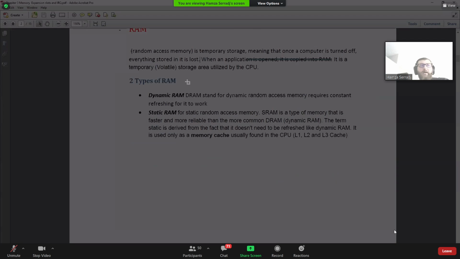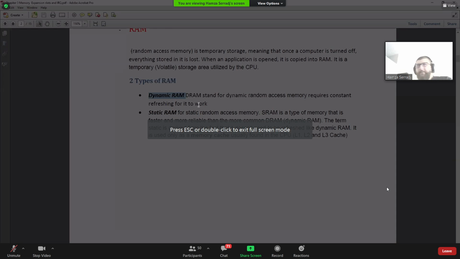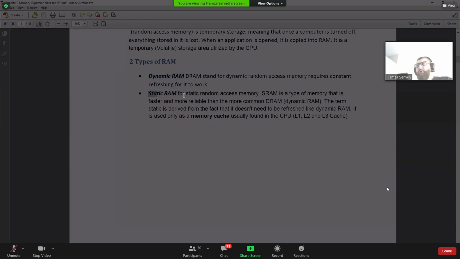So we have two types of RAM, dynamic and static. Dynamic is the main random access memory that we have on our computer. Okay, bigger, slower, cheaper, capacitors, volatile, right? SRAM, smaller, we can build caches with L1, L2, L3, okay, more expensive, much faster, and smaller, all right? Both are volatile.